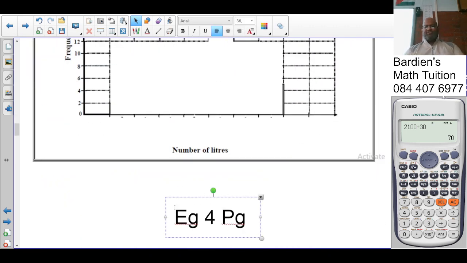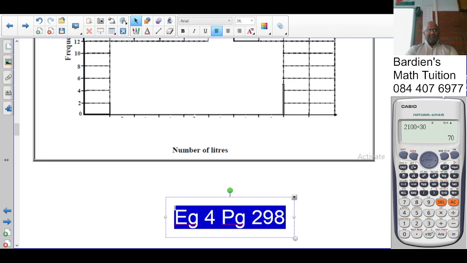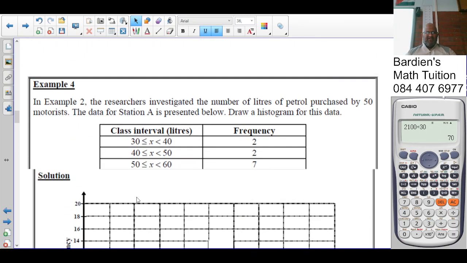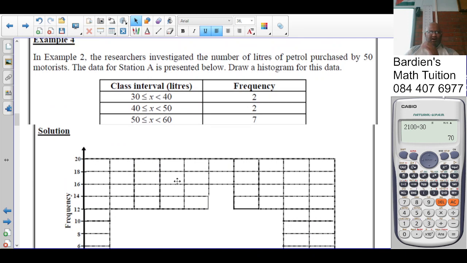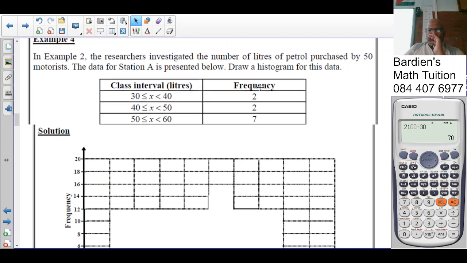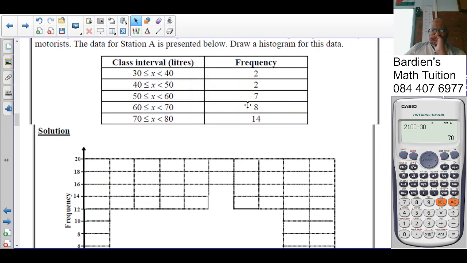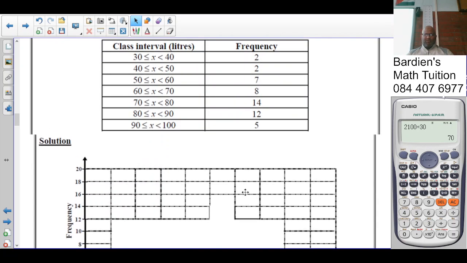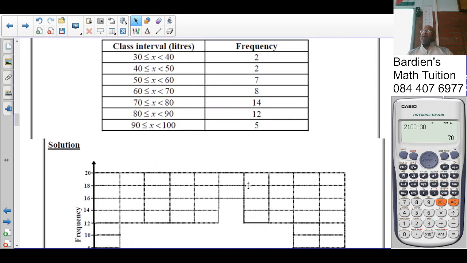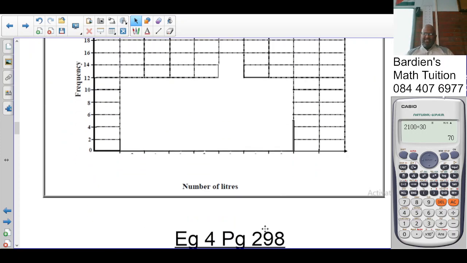This is on page 297, 298. The worked example 4. So in example 4, the research investigated the number of liters of petrol purchased by 50 motorists. The data for service station A is represented below. Draw a histogram. Also 4 marks in the exam. So any graph asked is normally 3 or 4 marks. Okay, and it's easy marks, people.